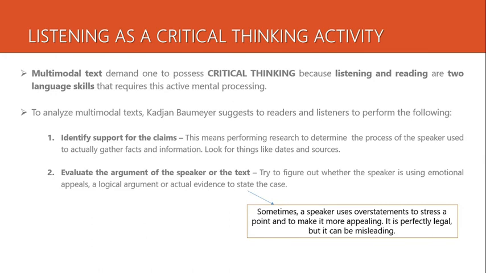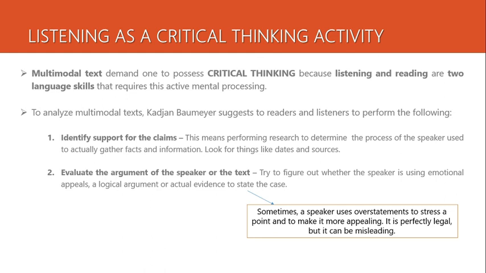To analyze multimodal text, John Baumeyer suggests that readers and listeners perform the following. First, identify support for the claims. This means performing research to determine the process the speaker used to actually gather facts and information. Look for things like dates and sources. Okay? Next, evaluate the argument of the speaker or the text.